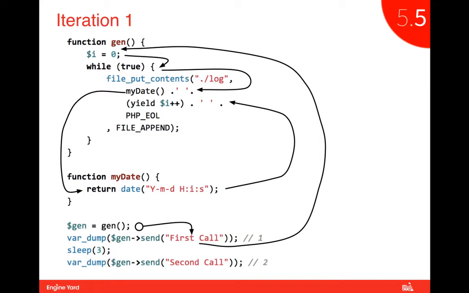We jump back up to the rest of the expression, so we complete this expression here. So we yield out our number, we add the space, and we add a new line. We finish our file_put_contents. But then we start the loop again. And we continue that loop, calling my date again, until we get back to the yield. And that is the point where execution is handed back down here.